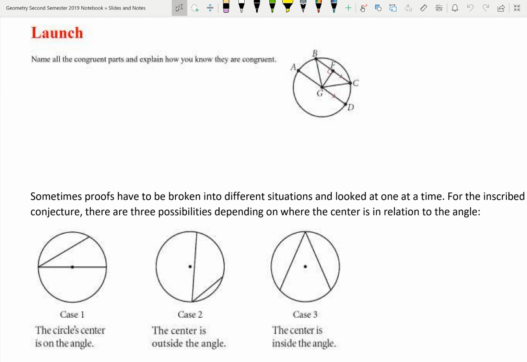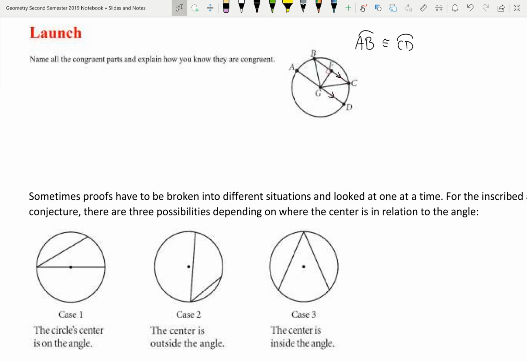Well, I noticed that I have some parallel lines here, and so it's going to make arc AB congruent to arc CD, and that's because of the parallel lines intercepted arcs conjecture from chapter 9, and on your conjectures list should be number 85.